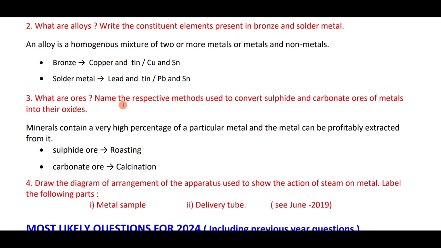Name the respective methods used to convert sulfide and carbonate ores of metals into their oxides. Sulfide ore is done by roasting, carbonate ore is done by calcination. Calcination is heating the ore in the absence or limited supply of oxygen. Sulfide ore is heated in the presence of oxygen, that is called roasting.